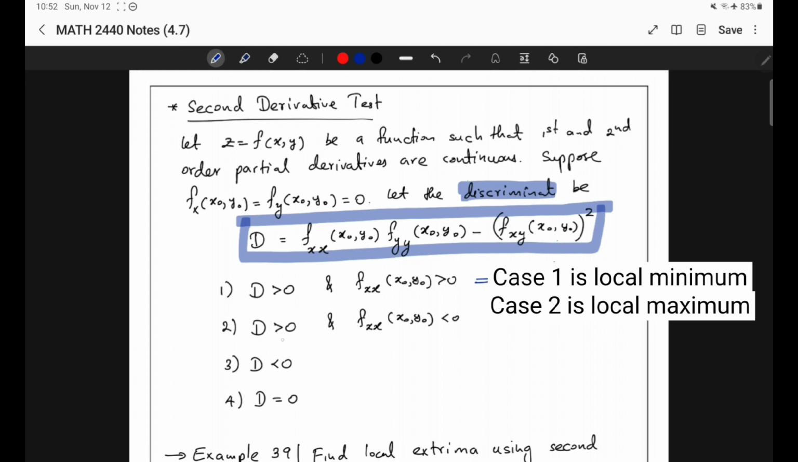If the discriminant is positive and the second order partial derivative is negative, it's a local minimum. And if the discriminant is negative, then it is a saddle point. If the discriminant is equal to 0, the test is useless, or I would say the test is inconclusive.